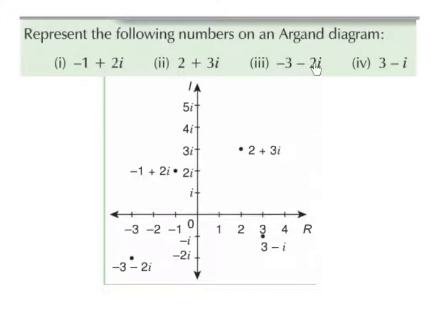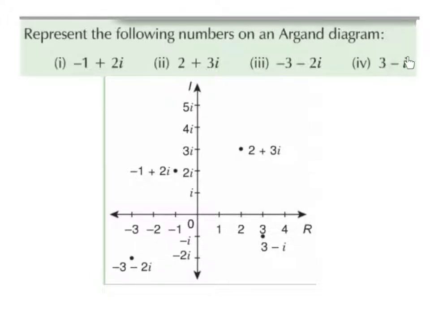Next we have minus 3 minus 2i. So minus 3 is the real part, so we go across to minus 3 on the real axis. And minus 2 is the imaginary part, we go down to minus 2 on the imaginary axis. So minus 3 minus 2i, so that is the point there. That is the complex number minus 3 minus 2i.